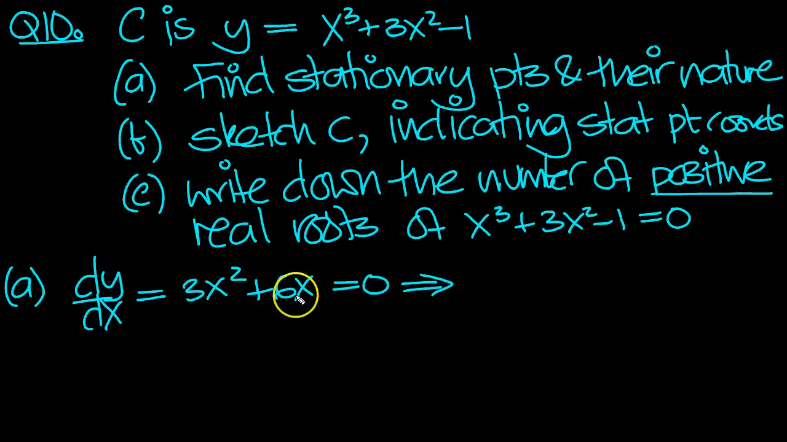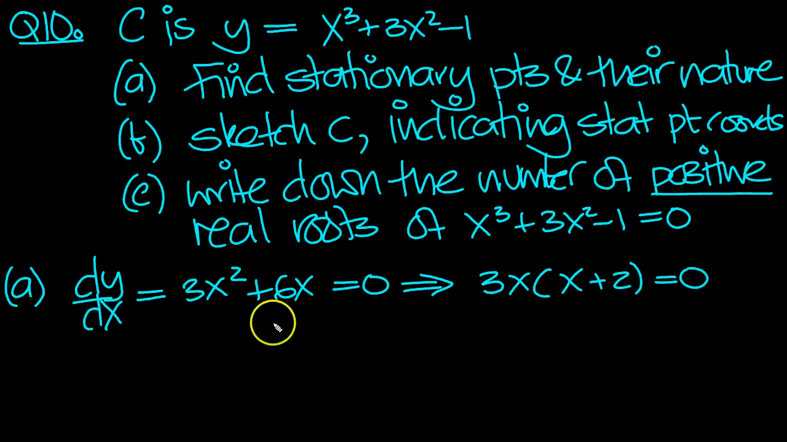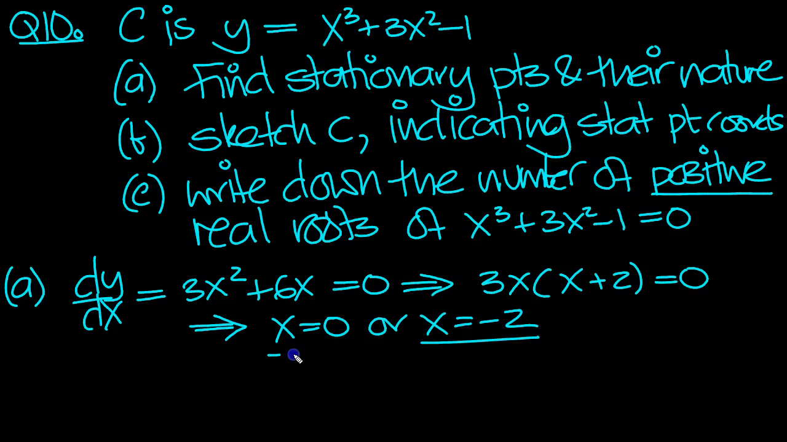There's an x common and there's also a 3 common, so take that outside a bracket. Inside we need an x to get the x squared, and we need plus 2, don't we? So that equals 0 when x equals 0 or when x equals minus 2. Okay, so these are our two x coordinates for the stationary points. So at x equals 0 then, y is equal to, put 0 in here, 0, this will be 0 again, minus 1.